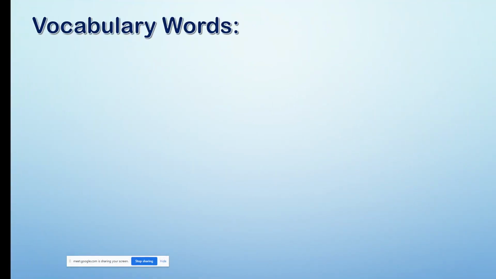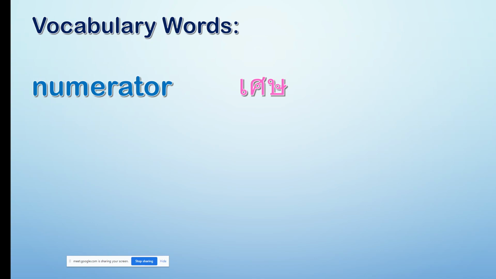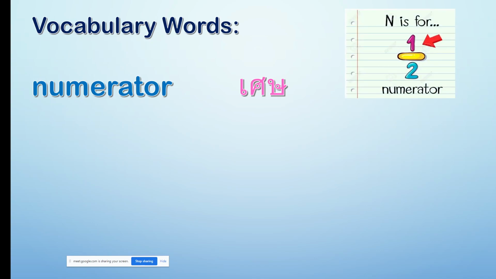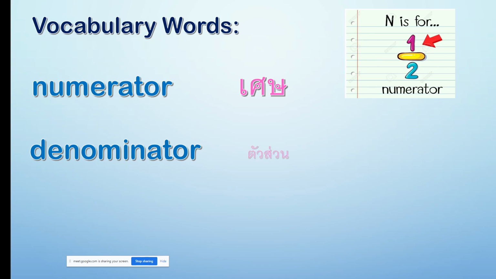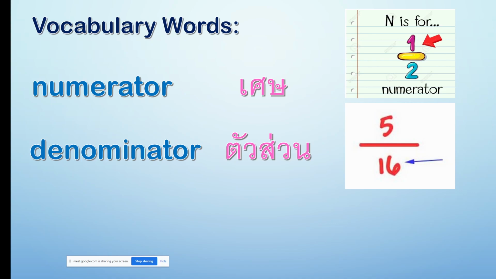Next, for the vocabulary words, how do you read this one? Numerator. Yes. Numerator in Thai is? That's the number on top of the line. Next is denominator. Denominator in Thai is? What is it? ส่วน. That's the number at the bottom of the line.